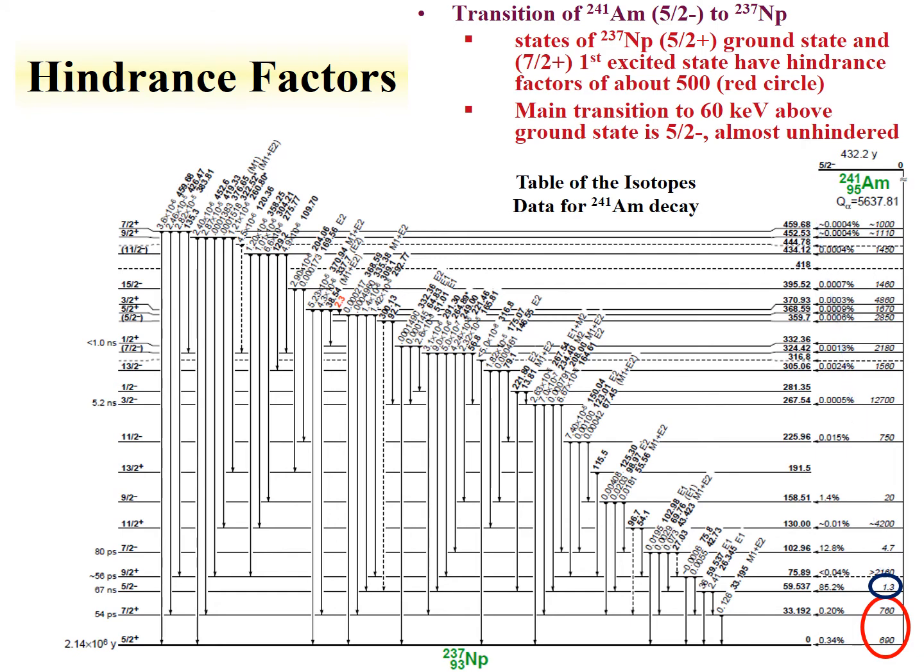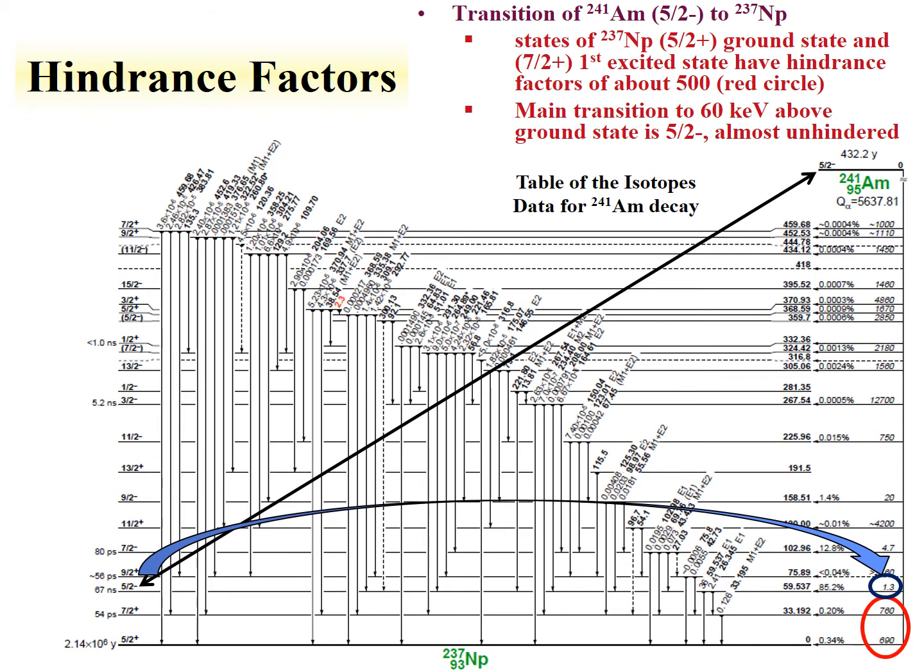And the reason for that has to do with the similarities between the spin and parity states of the parent and the daughter. The spin's the same, the parity is the same, so there's no hindrance. We see that for the ground state, the spin is the same, but there has to be a parity flip, so that's going to increase the hindrance. As we can see, the values can go anywhere from 1 for a hindrance factor to thousands.